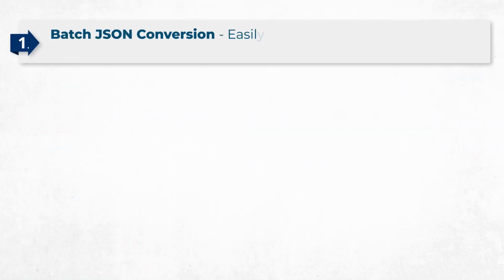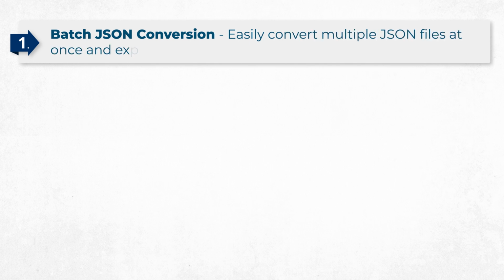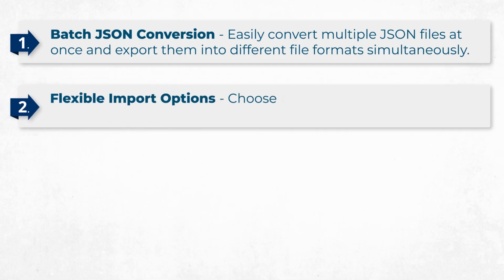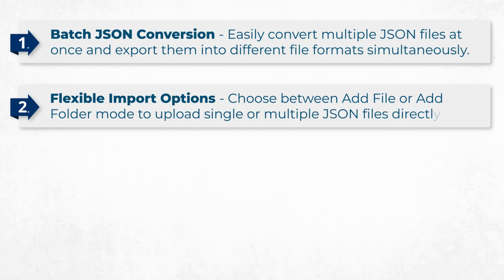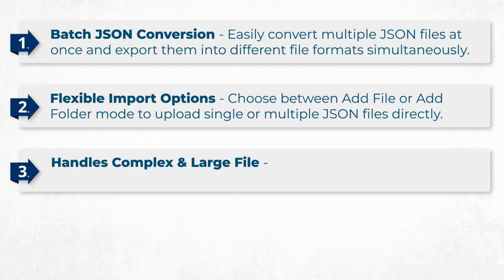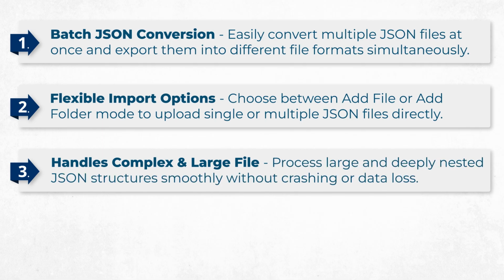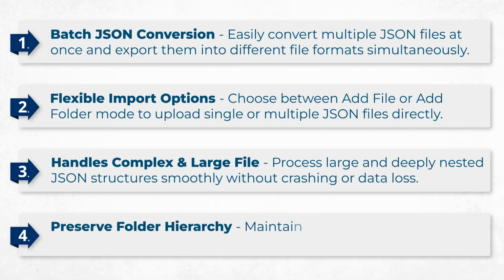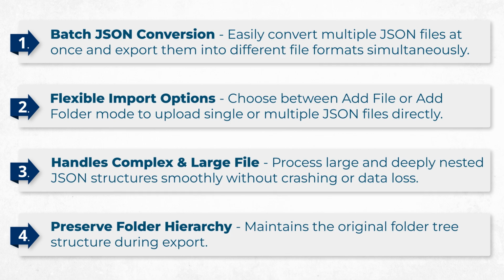Batch JSON conversion. Easily convert multiple JSON files at once and export them into different output formats. Flexible import options. Choose between add file or add folder mode to upload single or multiple JSON files directly. Handles complex and large JSON. Process large and deeply nested JSON structures smoothly without crashing or data loss. Preserve folder hierarchy. Maintains the original folder tree structure during export.